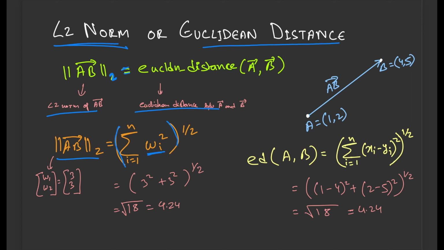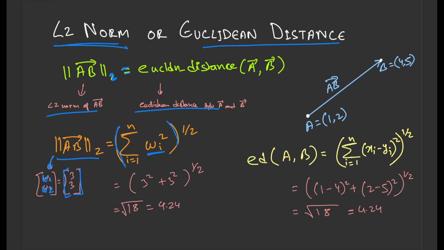So these are each component of the vector AB. So we have two components, x and y, right? So we square them and we sum them up, and then we take the square root of the whole summation to get the L2 norm of every vector. So here we are using Wi, right? Wi represents each component. So if our AB vector was 3, 3, this is W1, the first component, and the second component is W2. We'll see this W notation in machine learning videos as well.